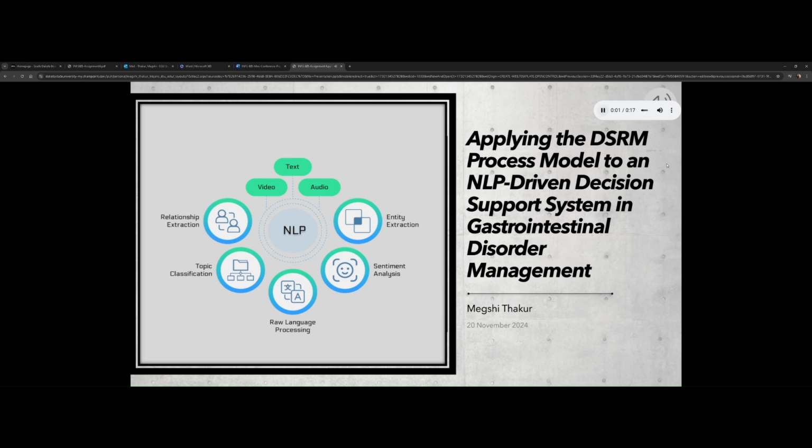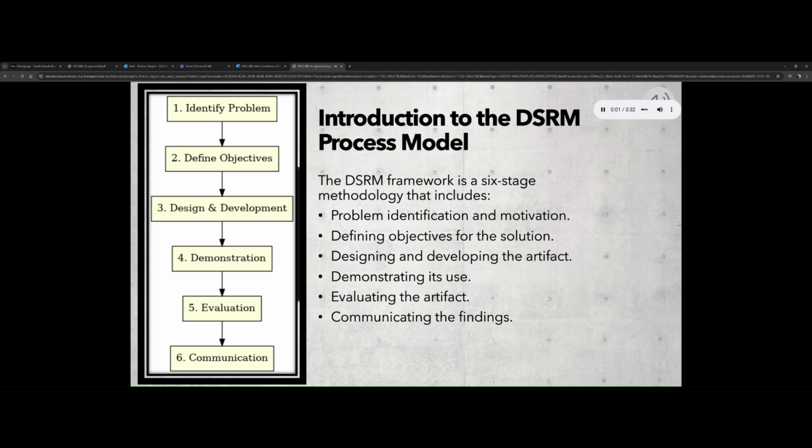Hello everyone. The topic of my presentation today is applying the DSRM process model to an NLP-driven decision support system in gastrointestinal disorder management. Moving on to the second slide here. The second slide shows us the introduction to the DSRM process model.